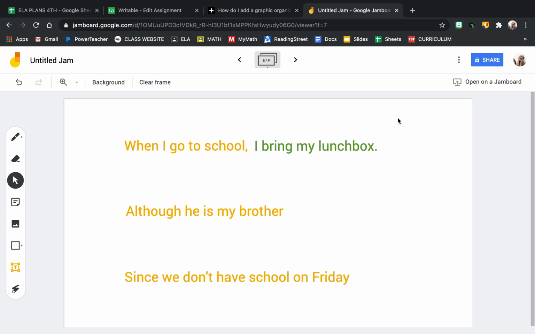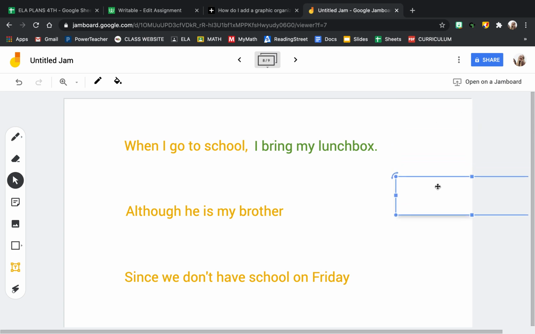Yes. I'm not left asking, what? What do you do when you go to school? Now I know when you go to school, you bring your lunchbox. So this is a complete thought. So we have in yellow right here our dependent clause. And right here we have an independent clause. When I go to school, dependent. I bring my lunchbox, independent. That's independent because if I were to take that away and just look at the green, I bring my lunchbox, it's a complete sentence.